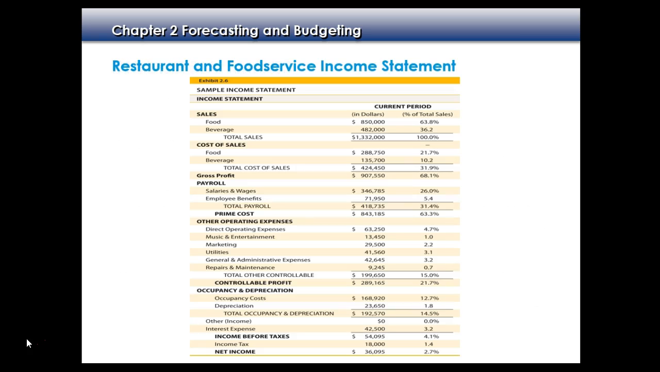So here is an example of an income statement. If you look down, this is a lot more detailed than what we did in class. This brings in more of the stuff that I was talking about and that you'll see in the budget as well. A lot of the stuff we don't even touch on.